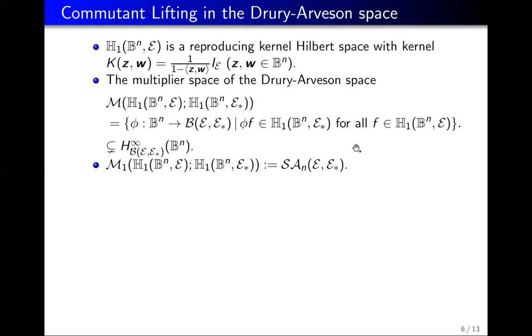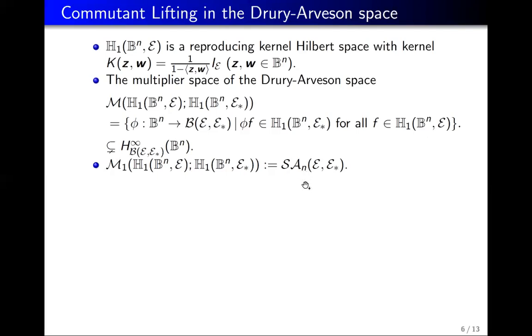So this will appear many times. Therefore, we should remember this, that the Schur-Agler class of functions is essentially the unit ball of the multiplier space from E valued Arveson space to E star valued Arveson space. So this is the shorthand notation for S. S is for Schur, A is for Agler. So S sub n, E, E star is essentially the Schur-Agler class of functions on Bn.